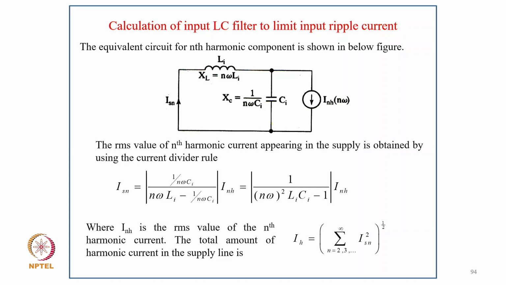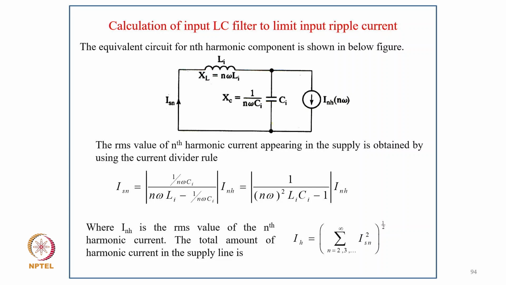The equivalent circuit for the nth harmonic is shown here, where XL becomes nωLi, XC becomes 1 upon nωCi, with the current source. The RMS value of the nth harmonic current appearing in the supply is obtained using the current divider rule. So ISN equals (1/nωC)/(nωLi − 1/nωCi) times INH, which is the absolute value of 1/(n²ω²LiCi − 1) times INH, where INH is the RMS value of the nth harmonic current.